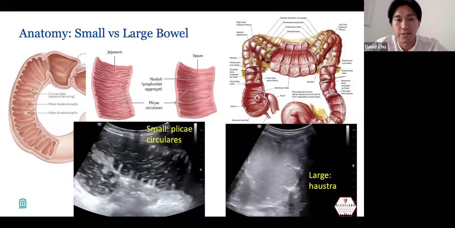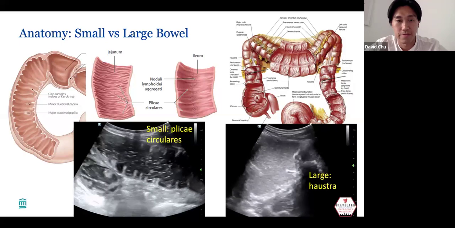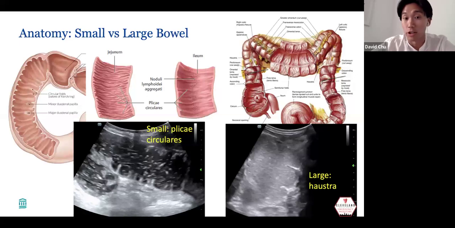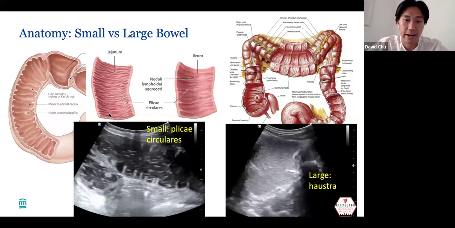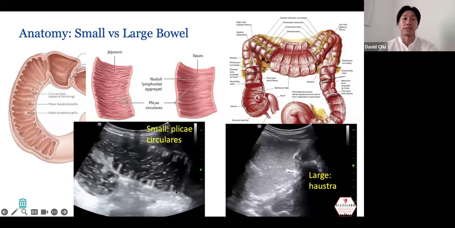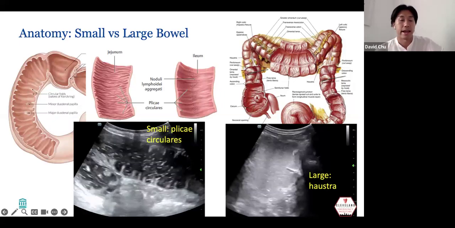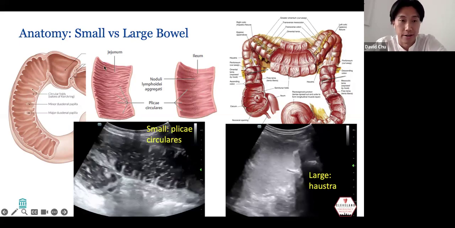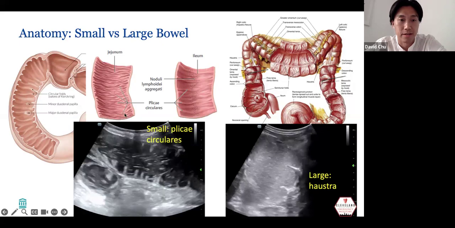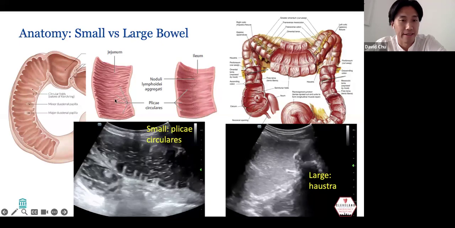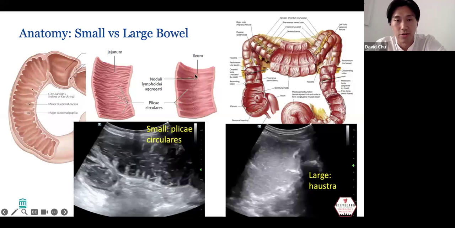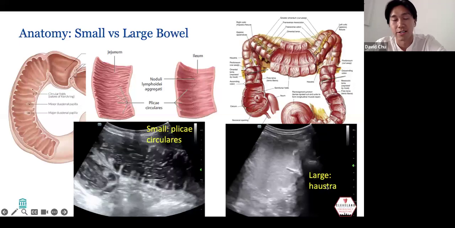Okay, so for small bowel obstruction, the most important part about anatomy is being able to differentiate the small bowel from the large bowel. Small bowel will have these structures that stick out into the lumen called the plicae circularis. Anatomically, it looks like this. These are internal folds within the lumen of the small bowel, and they're very close together. And there's a lot more of these folds than there are of the folds in the colon or the large intestine, which are called haustra.